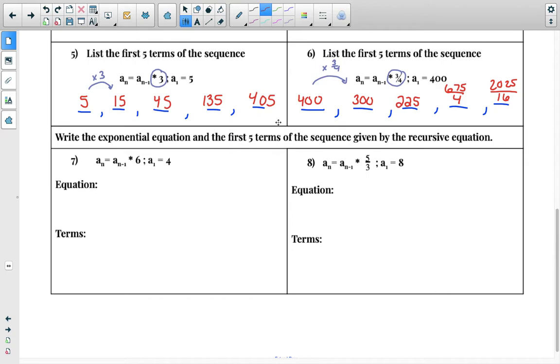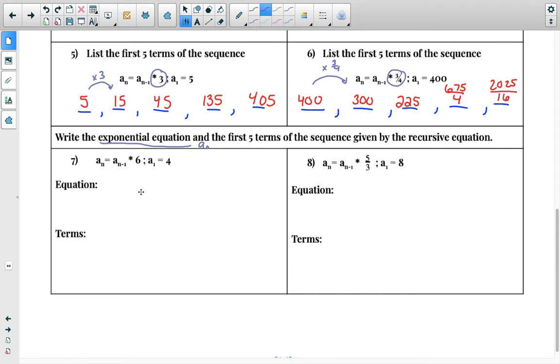These next ones say write the exponential equation, which comes from the explicit form, and the first 5 terms of the sequence given the recursive equation. So we need to be able to write the explicit form to help us write the exponential equation. The exponential equation means we need the a sub 0, not our a sub 1. We need our y-intercept. So let's go ahead and write out the first 5 terms because that will help us determine all of our numbers.